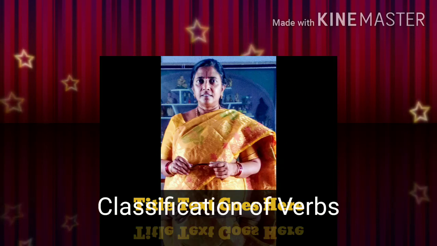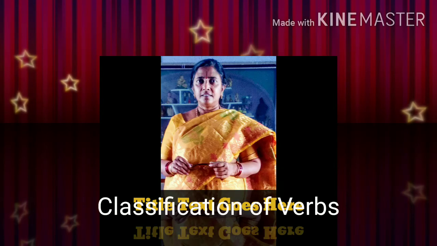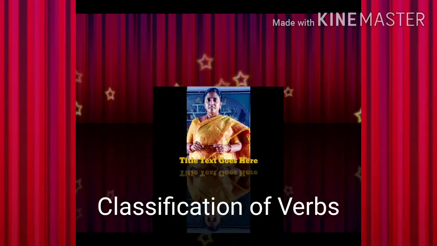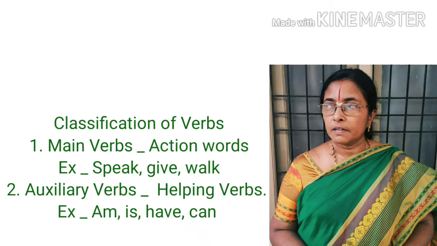In our previous class, we learnt verb is a very important part of speech and how we define a verb. Now we will learn about the classification of verbs. Verbs are mainly classified into two categories. Those are main verbs and auxiliary verbs. What is the difference between main verbs and auxiliary verbs?